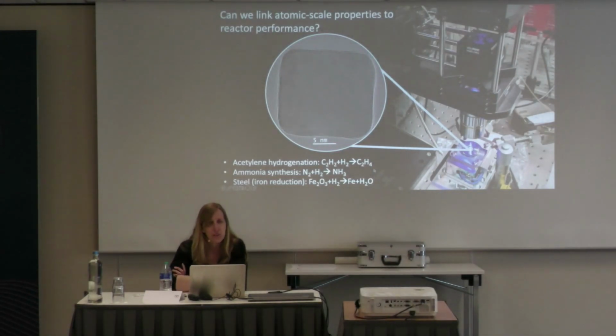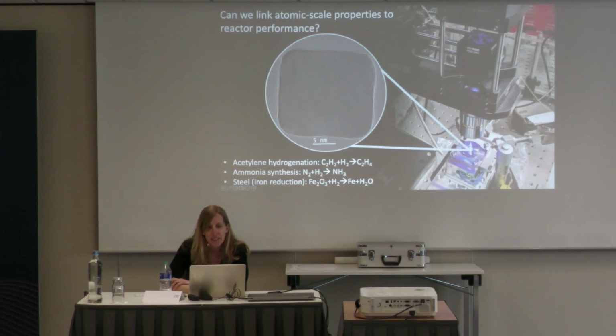Okay, so what we want to do is link that to reactor scale performance. The three reactions that we've looked at so far are acetylene hydrogenation, ammonia synthesis, and green steel making, or iron reduction, where we use hydrogen instead of carbon dioxide or carbon monoxide. So here's a picture of the reactor we use. It's a light source that's coupled through an objective down to a reactor, and the reactor is small, probably about like this big.